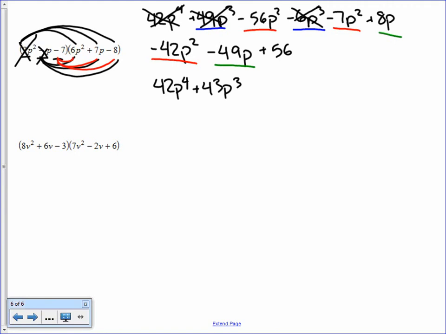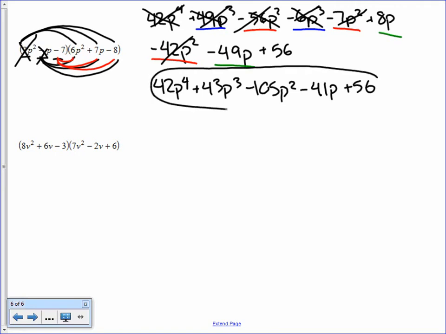The p squared, so negative 56, negative 7, and negative 42. Punch that in my calculator quick. Okay, all those together give me a negative 105p squared. So boom, boom, boom. The p's together, so 8p minus 49, that's going to give me a negative 41p, and then plus 56. And that is my answer.